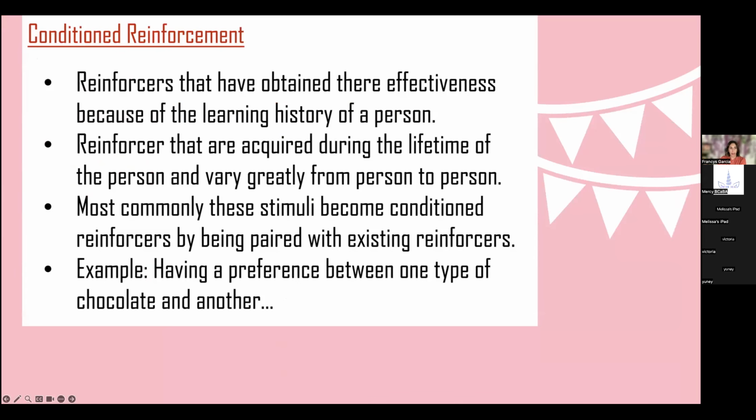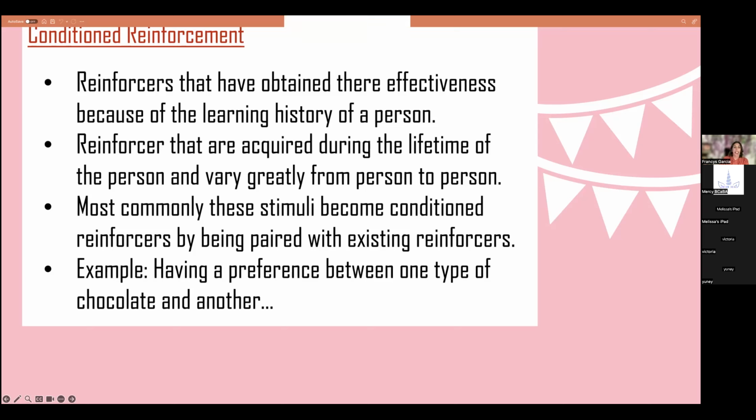Okay. Now we have conditioned reinforcement. Reinforcers that have obtained their effectiveness because of the learning history of a person. So once again, we already know what reinforcement is because we just went over it. Now we're learning the definition of conditioned. Conditioned is that it does have a learning history. It's effective as a reinforcer because of the learning history. We paired two and two. It happened, and we learned from that previous learning history that these two get us to this. Get us what we want, or increases the likelihood of us engaging in that behavior.